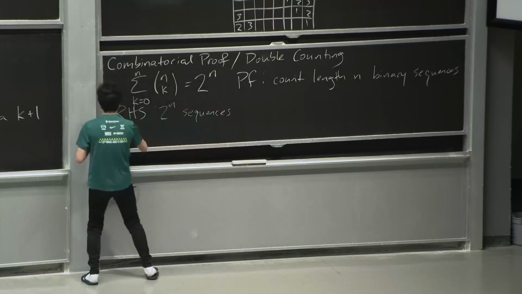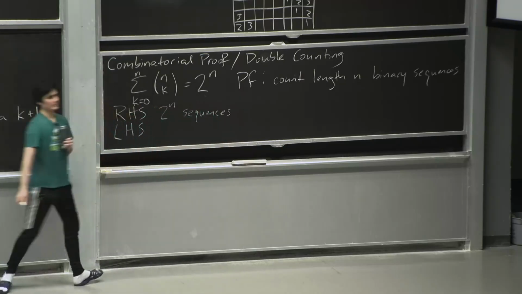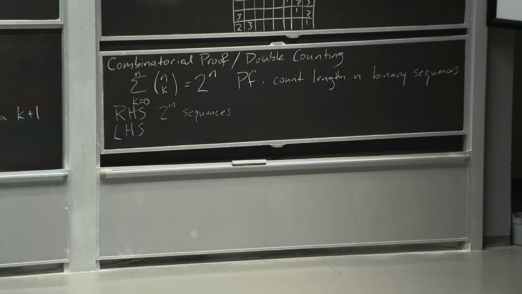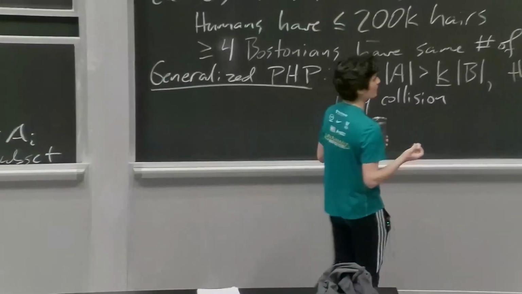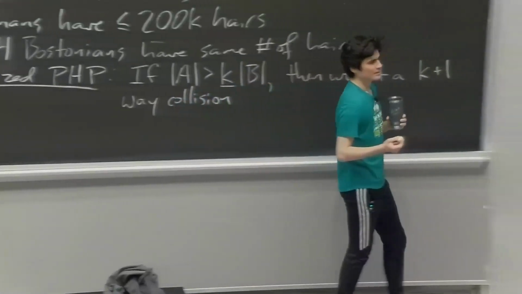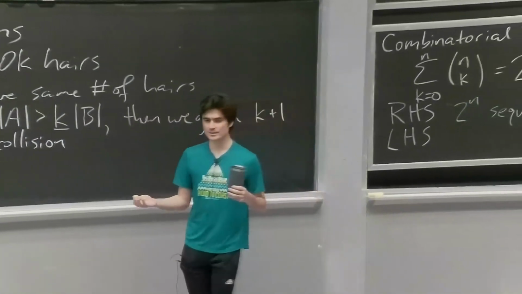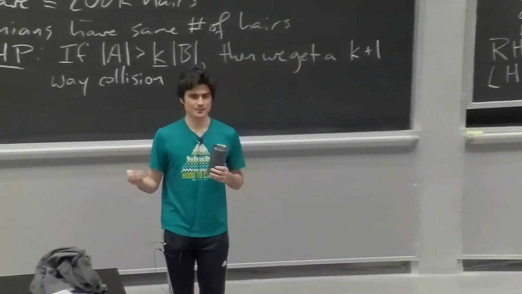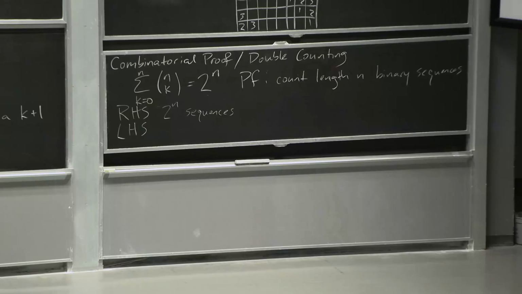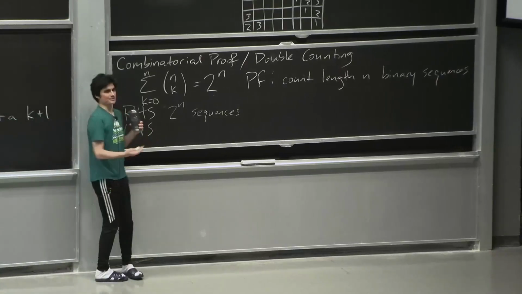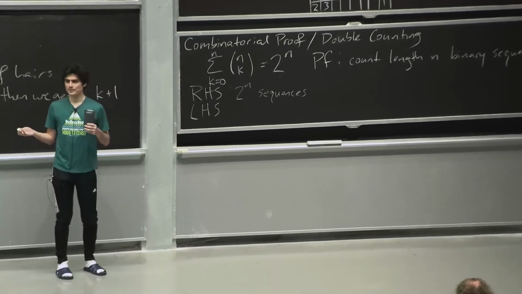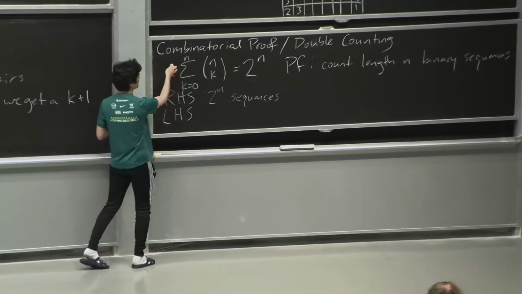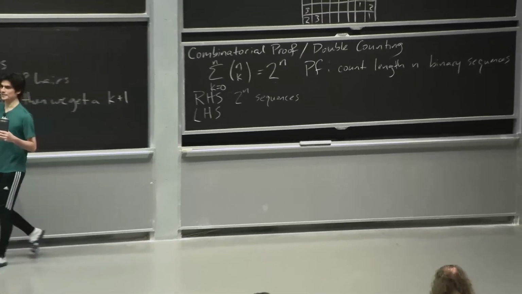And for the left-hand side, we're going to partition based on how many 1s there are in our sequence. Our sequence could have any number of 1s from 0 up to n inclusive. And all of these are disjoint, right? If it has 3 1s, it can't also have 8 1s. So by our sum rule, we can just sum up all of the sizes of those sets.